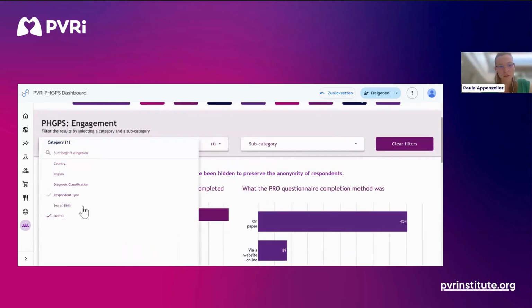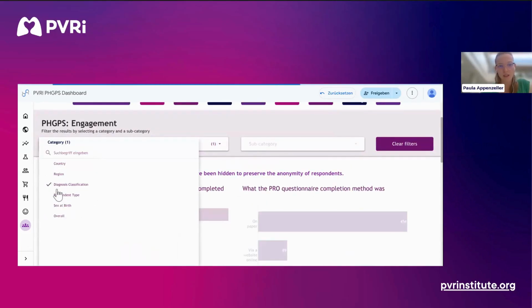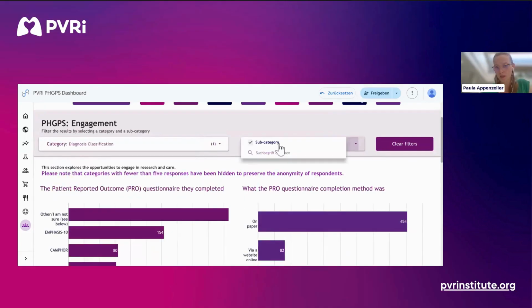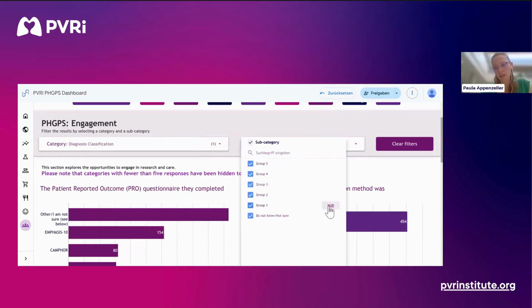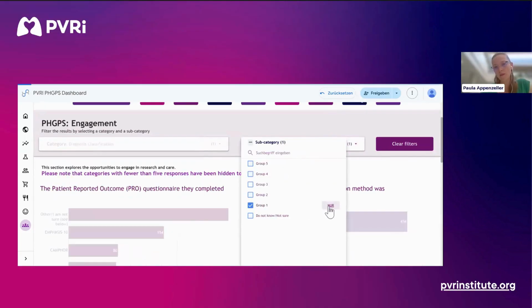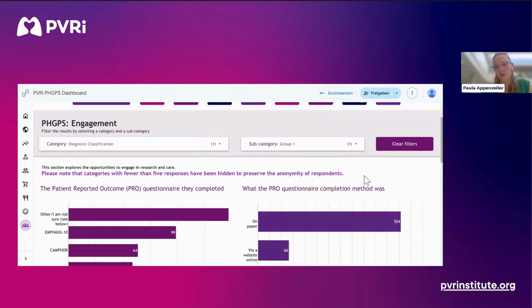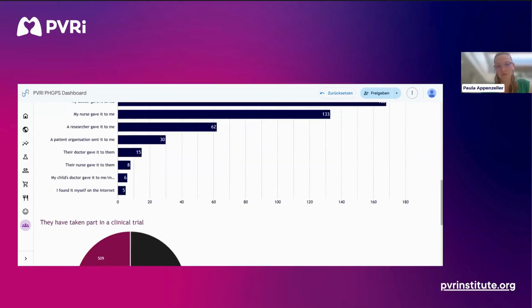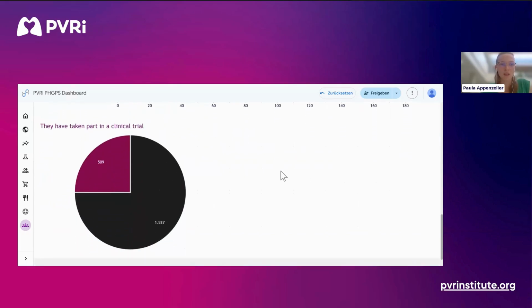Again, we're going to filter for diagnosis here in the category. And we're going to start with the group 1 PH in the subcategory. I'm going to scroll back down to the question. And we see before we had 21%, and now in group 1, this percentage increased a little bit, up to 25%, so a quarter of all patients who participated in the PHGPS have ever taken part in a clinical trial if they had group 1 PH, which is still not a lot, but a little bit better than the overall population.